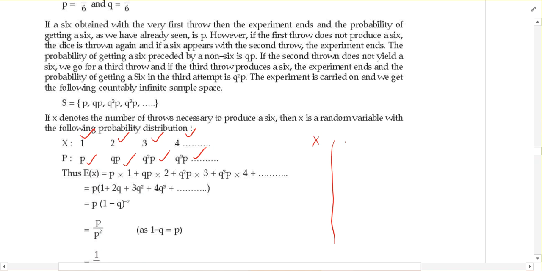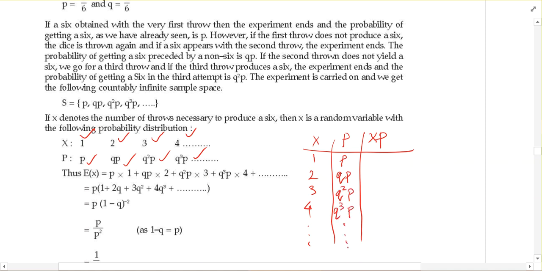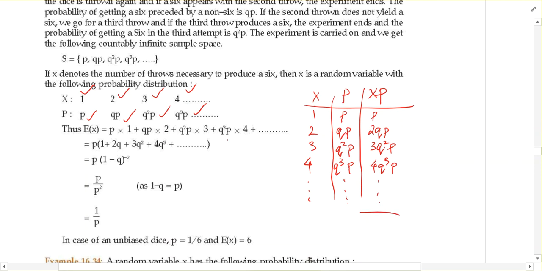So we construct this table: x, p, and xp. x is 1, 2, 3, 4, and so on. p is p, qp, q square p, q cube p, and so on. And xp is p, 2qp, 3q square p, 4q cube p, and so on. Okay, so sigma xp will be this when you take the sum.